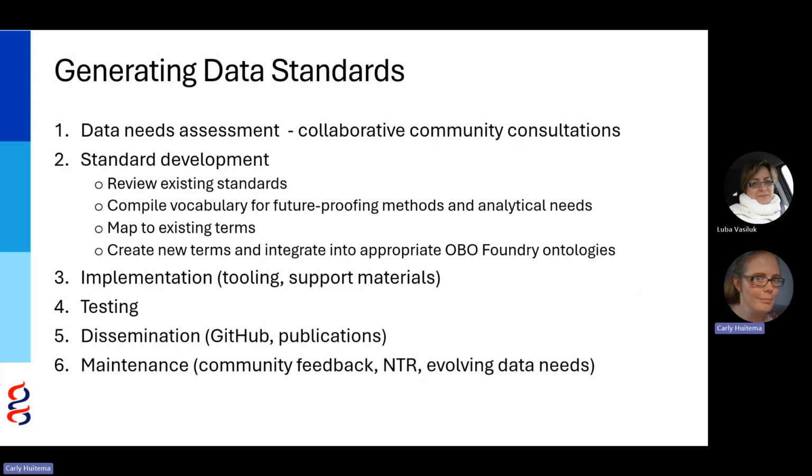So, okay, generating data standards. Data needs assessment is the first thing, which is that collaborative community process and reviewing existing standards, taking a look at the gap analysis and finding out which vocabularies are there, reviewing them, seeing what maps to existing terms, new terms, then finding out where the semantic mappings are, implementing with the tools as we've shown this morning, testing, because it's not all happening at once, the iterations of that, and then the GitHub dissemination and publishing it and maintenance.